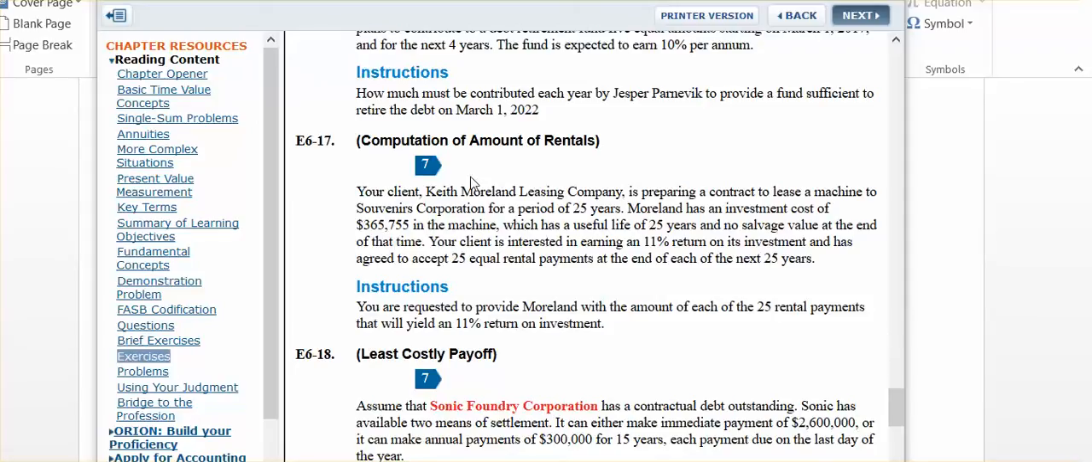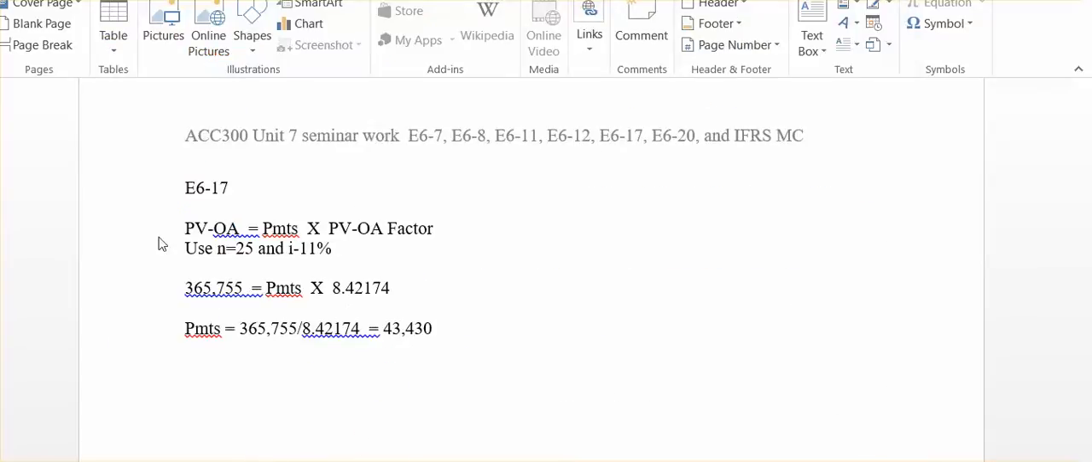$365,755 investment. All right, so the present value of an ordinary annuity, right? That's the present value of an ordinary annuity is equal to payments times the present value of the ordinary annuity factor, right? We know that n is equal to 25, and the interest rate we want is 11%. So if we know the present value of the ordinary annuity, it's currently the amount we paid for the machine, $365,755, right? And we don't know the payment amount, but we do know the factor.